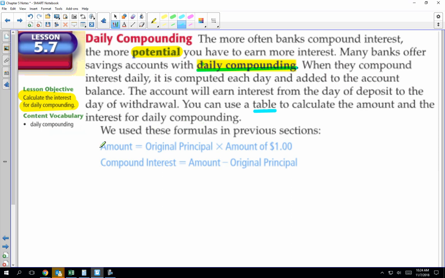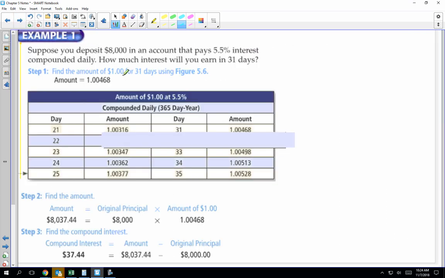We used these formulas in the previous section. Remember, the amount in our account is our original principal times the amount we find for interest for $1. And our compound interest amount is what we have in our account minus what we originally put in. If you're adding to the principal each time, you just have to calculate how much you've put in completely. If you need to pause the video to write these formulas down, go ahead and do so. Otherwise, we'll move on to example 1.